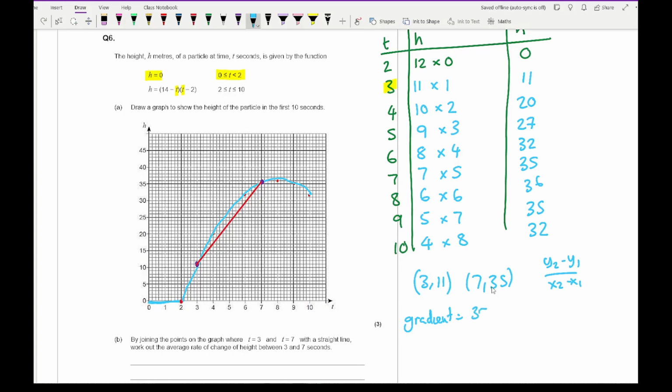So it's going to be 35 take away 11 over 7 take away 3, turned into a fraction, in which here I get 24 over 4, which gives me 6, and then the units, which are not given, are meters per second. And there is my final answer.